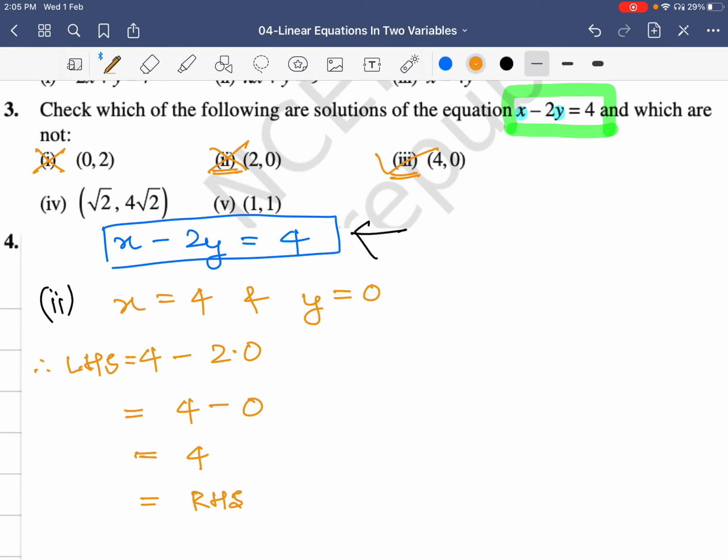Similarly, we should do the similar approach for the fourth one and fifth one, which I'm going to skip in this video, and try to find if they are valid solutions or not. So let's erase this.